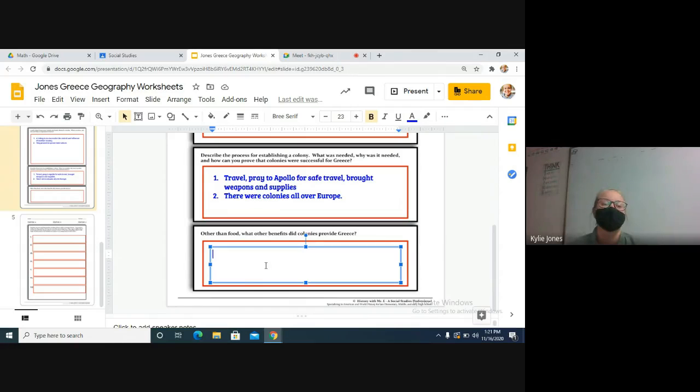What other benefits did the colonies provide to Greece? Probably slaves. What else did they provide? Well, we already know food. It says other than food. So probably weapons. There was glass on that list. Other advancements, like other inventions? Okay, so some inventions.